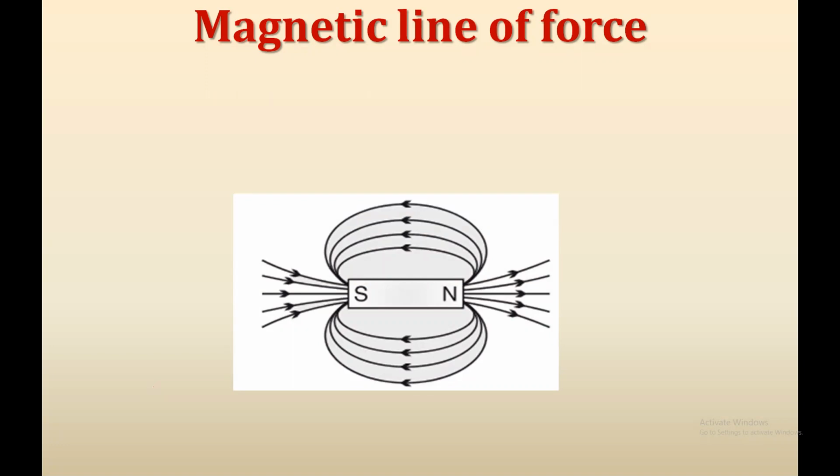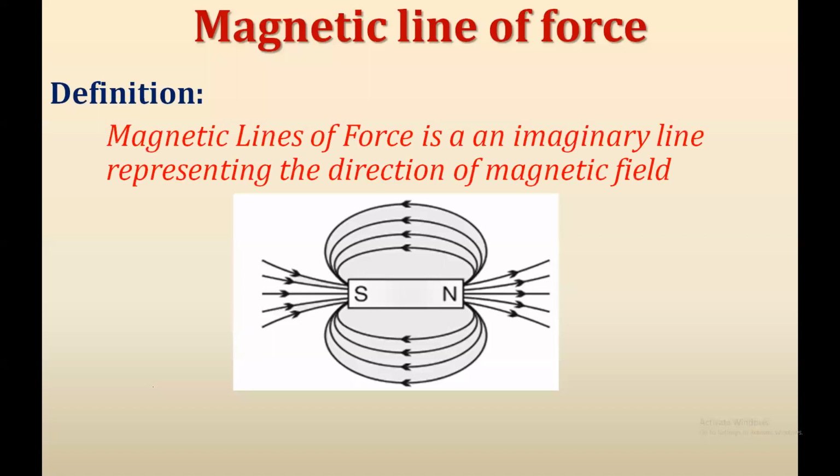Now here the magnetic lines of force are shown with solid lines, but let me clarify that the magnetic lines of force are always shown with dotted lines. Why with the dotted line? Because this is an imaginary concept, because these magnetic lines of force represent the magnetic region around that magnet. Get it my point? But these are imaginary lines. And what is the definition for that? The magnetic line of force is an imaginary line representing the direction of a magnetic field.